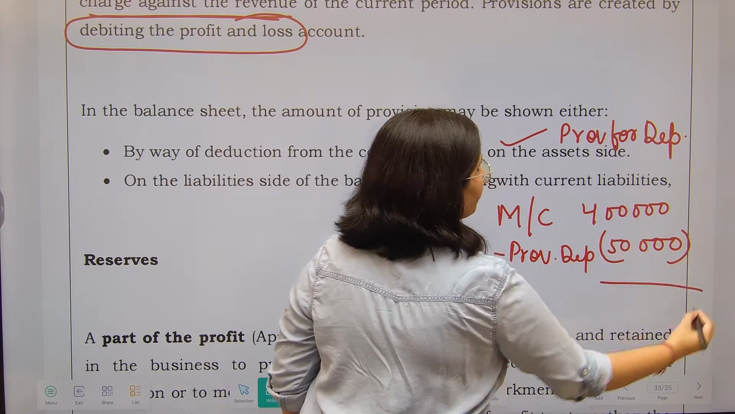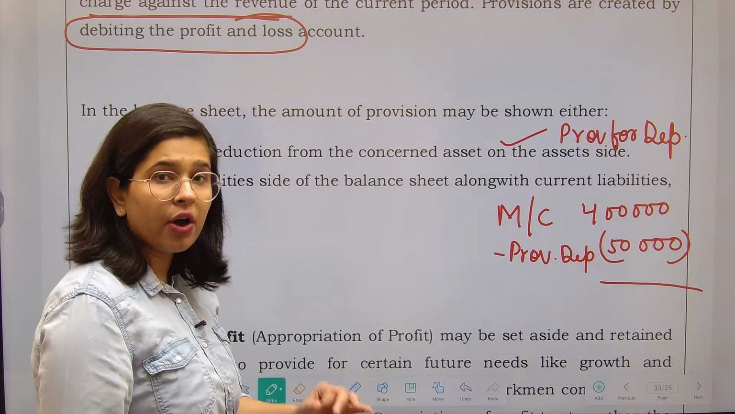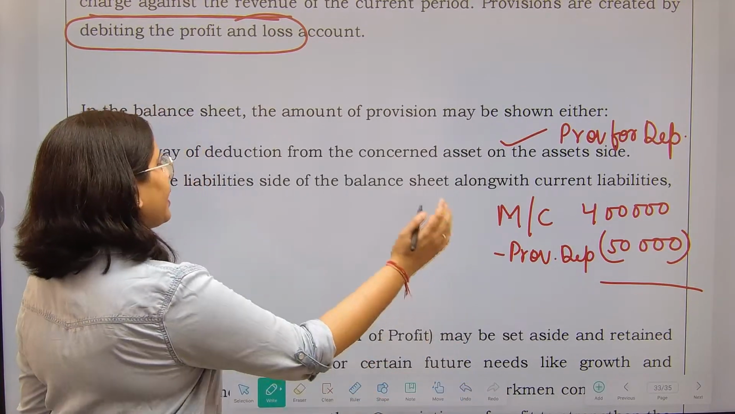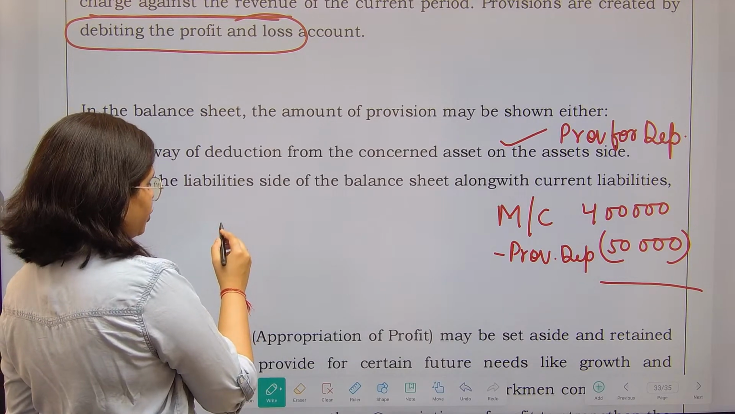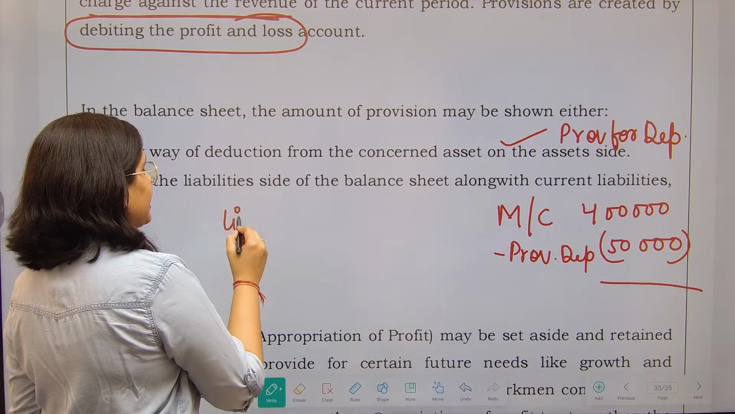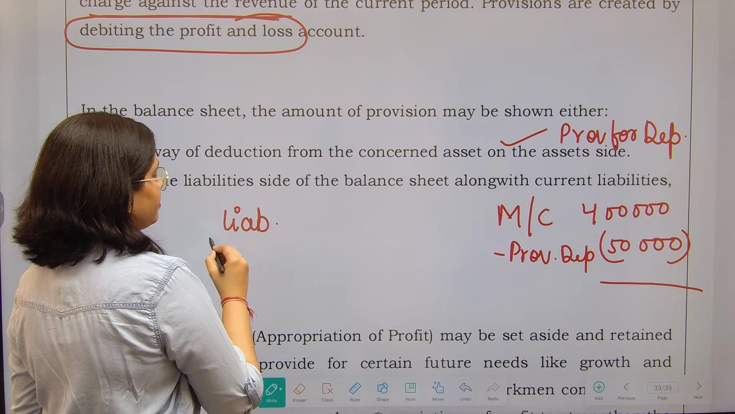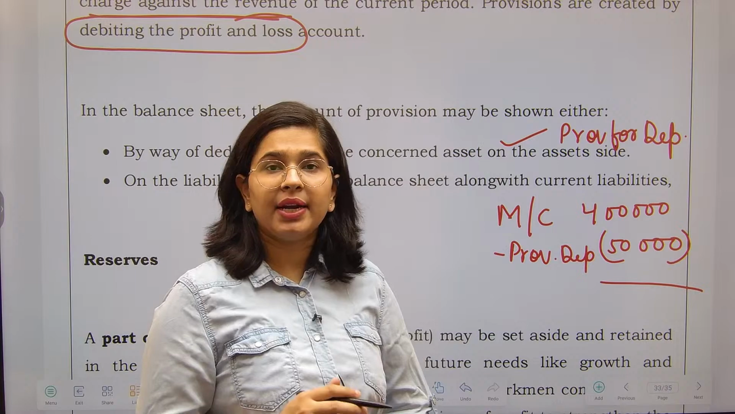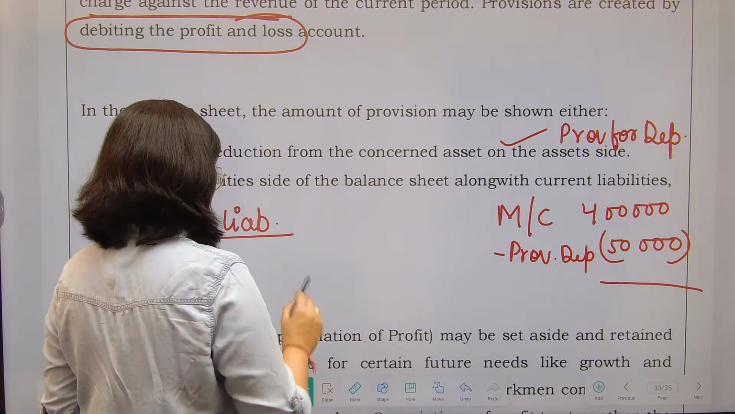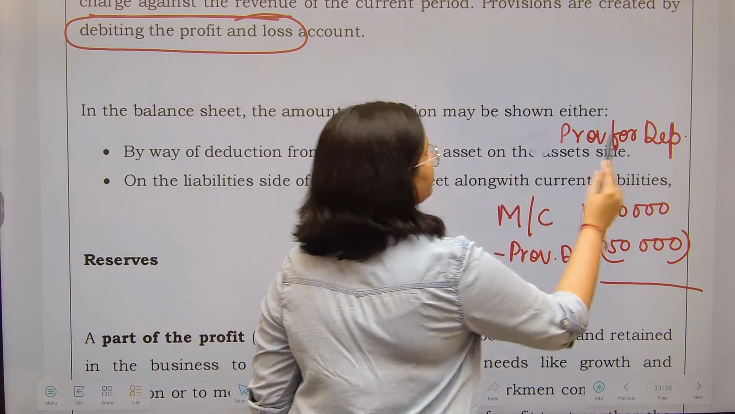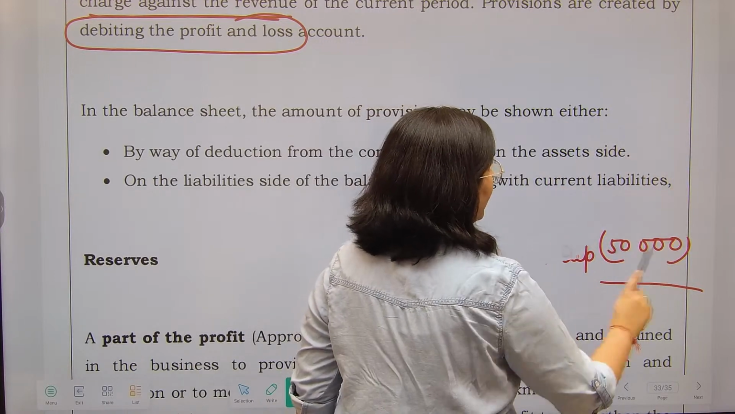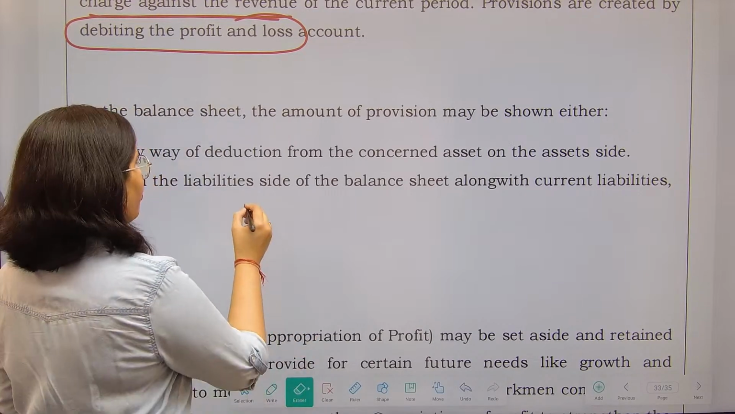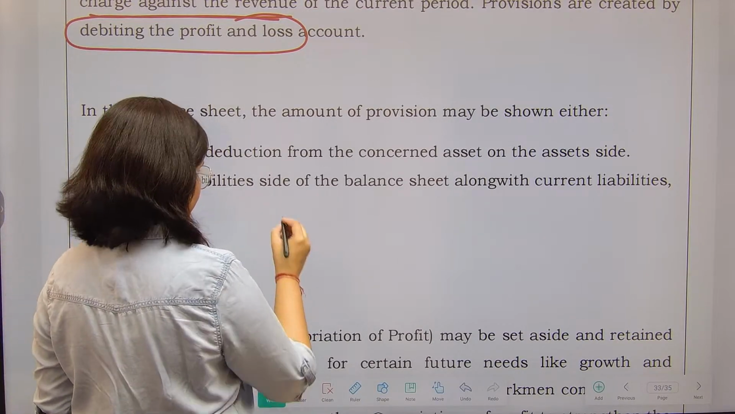This is one way of representation. Or if I do not want to show it like that, then I can show provision for depreciation on the liability side. In my balance sheet, I can also show this on the liability side. I hope you remember this. Now there are some provisions for which both the options are not available, like provision for taxation.